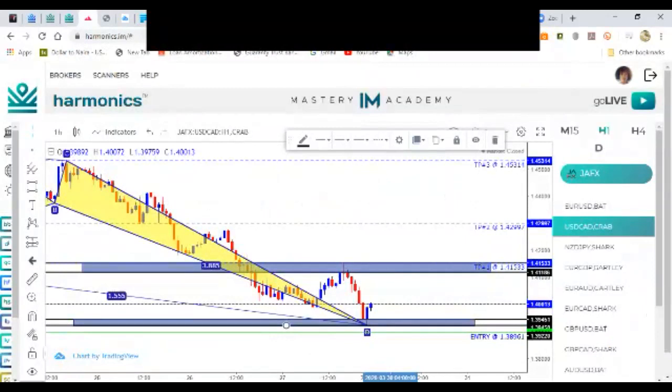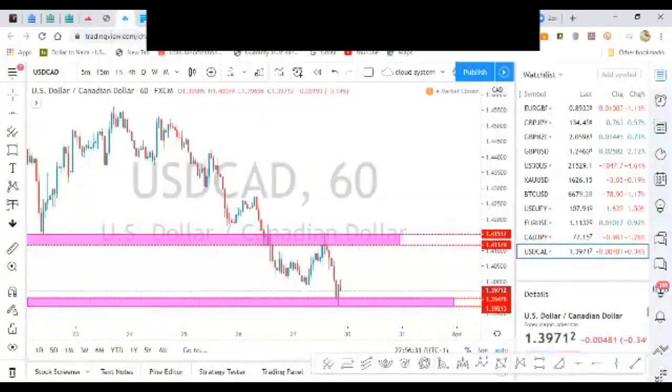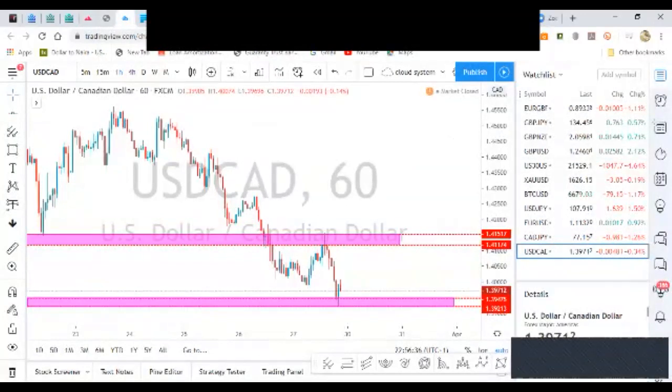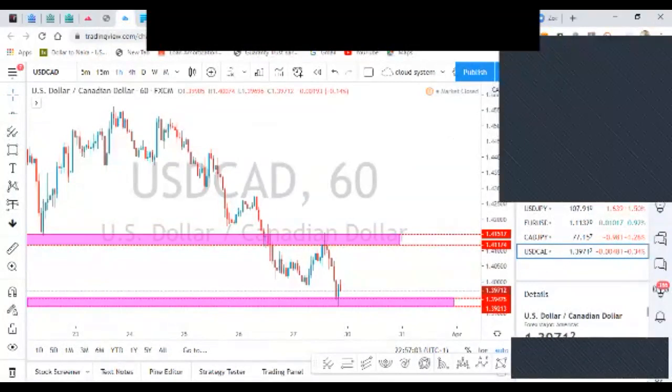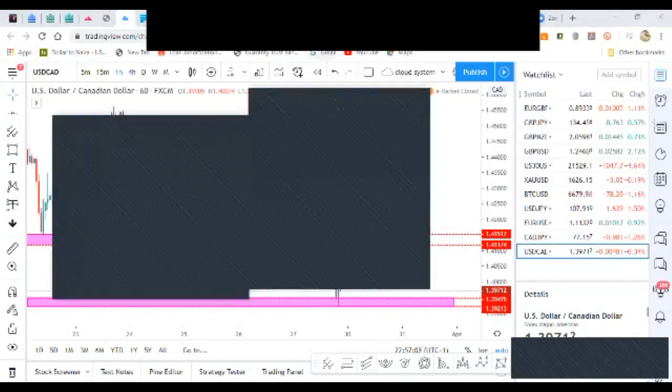Now there's an advantage which I always say to seeing it on the harmonic scanner before bringing it to your TradingView. The harmonic scanner is known to be 80% accurate. If you agree with that statement, please put in a 5.